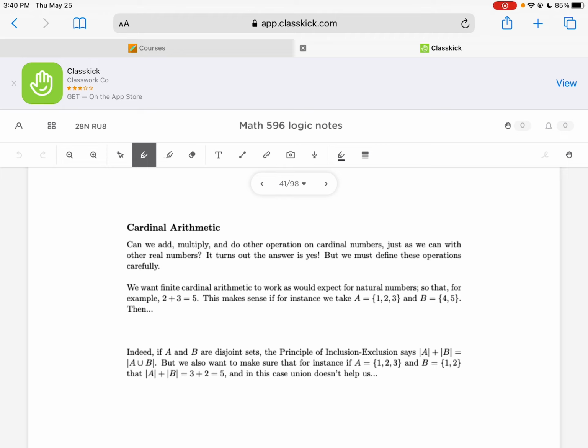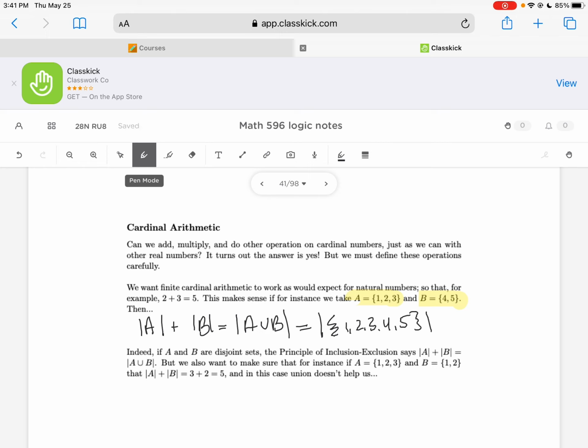Now, this makes sense, for instance, if we say that the set A is equal to the set containing 1, 2, and 3, and the set B is equal to the set containing 4 and 5. Because if that's the case, then we would have that the cardinality of A plus the cardinality of B is equal to the cardinality of A union B. The union of two sets is when you just take all the elements of the two sets, squish them together into one big set. So that would be the cardinality of {1, 2, 3, 4, 5}. And therefore, you would get this equation.